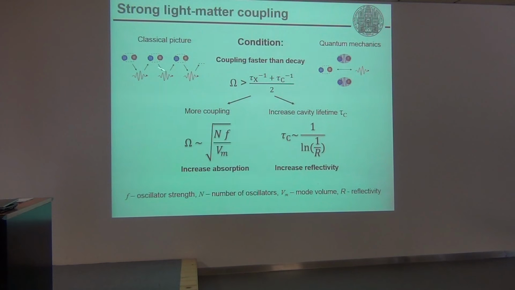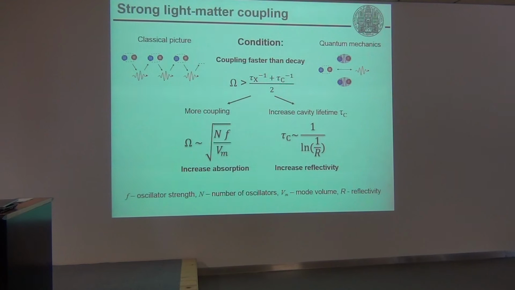In the classical picture, you could imagine that the exciton emits light that is reabsorbed and so on. Or, in quantum mechanics, you create a new quasi-particle with two states. The condition is that the coupling has to be much faster than the decay of each component. So you have to have a good cavity, so the cavity photon lives for a long time, and you ideally also want an exciton that doesn't decay right away.